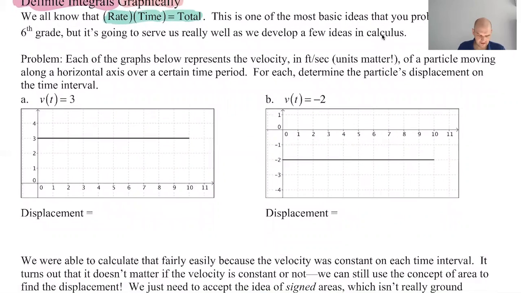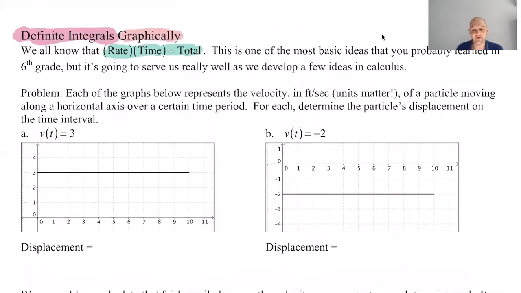So each of the graphs below represents the velocity. Velocity is a really common rate that you will deal with. So the velocity in feet per second, where units are crazy important in these sorts of things, of a particle that's moving along a horizontal axis over a certain time period. So it's moving basically on the x-axis. So we're looking at velocity. For the first problem, the velocity is 3, and we're going to try to determine the displacement.